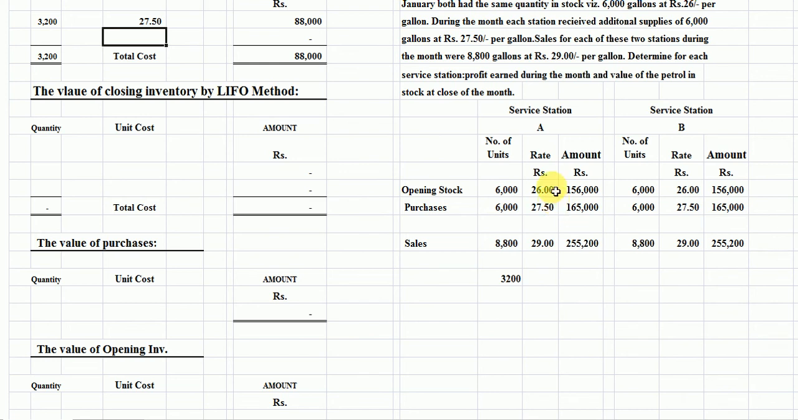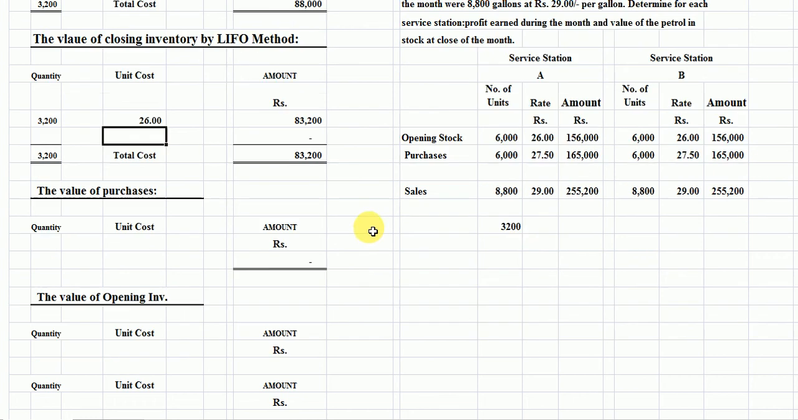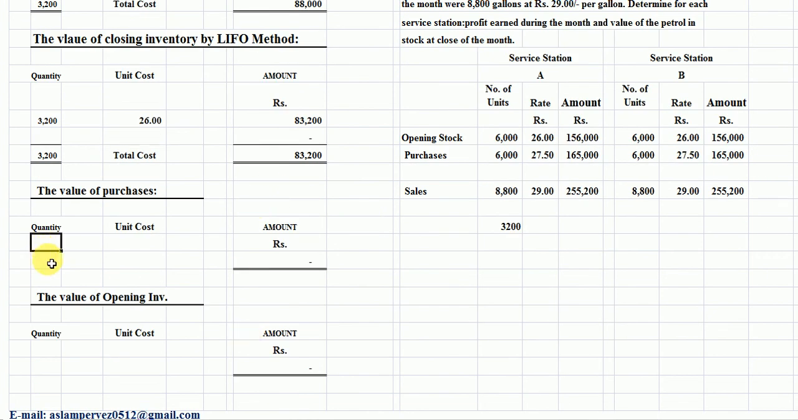Students, we now use the rate of the opening stock gallon here, because at the end the closing stock exists in the opening stock. Now we again write the 3,200 gallons here. The rate is 26 rupees here. Student, this amount, 83,200 rupees, is the closing stock value under the LIFO method, which is held by company B. Now students, the value of purchase is found here. There are 6,000 gallons.